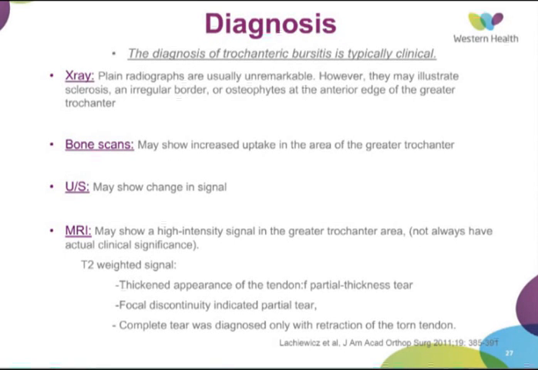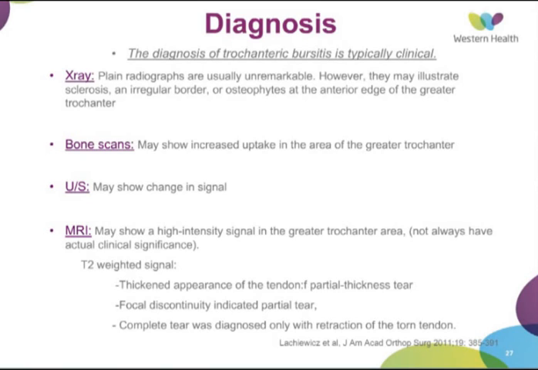In terms of diagnosing this situation, diagnosis is typically most likely clinical. Other tests will help diagnose other pathologies that may be in the area. For example, X-rays can be useful to diagnose osteoarthritis in the hip joint. Normally, the plain radiographs are unremarkable.